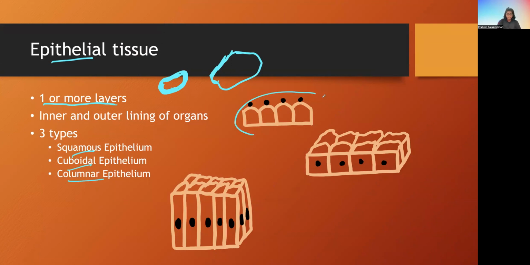This is the squamous epithelium, cuboidal, and columnar. This is kind of square. This is a rectangle, and this is a column.